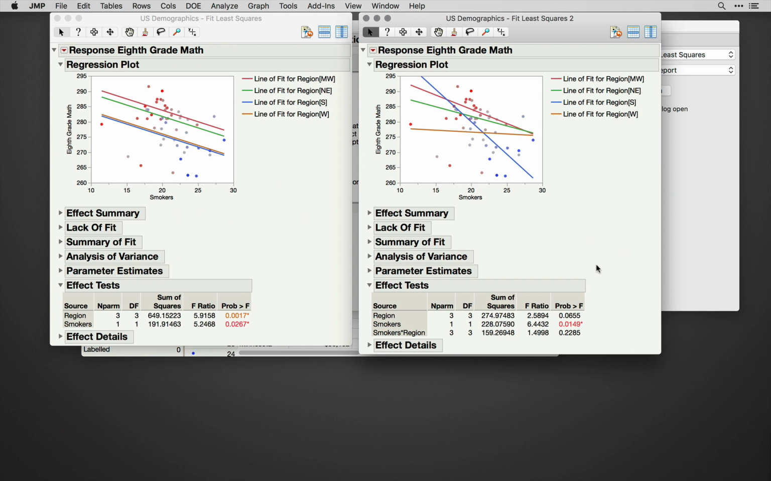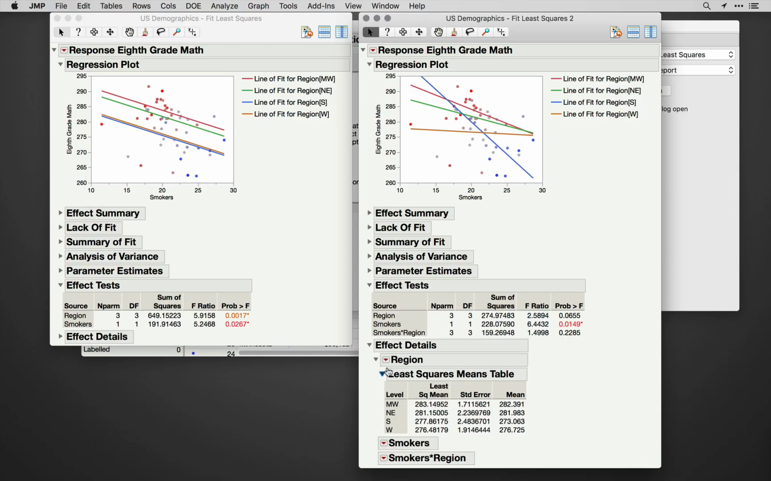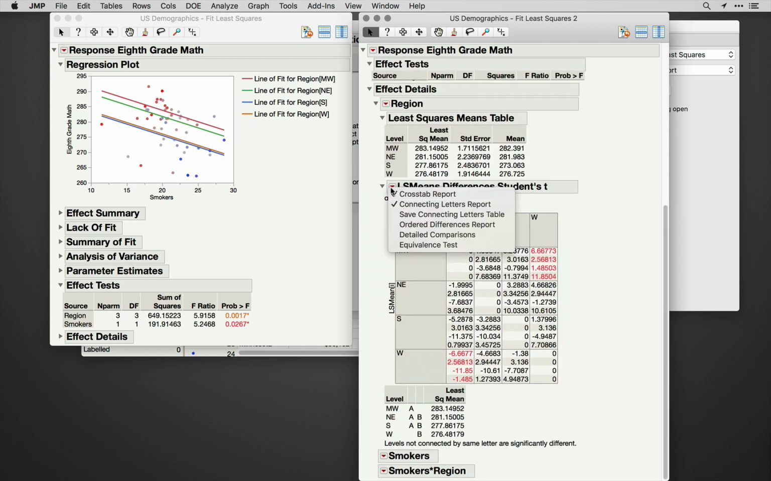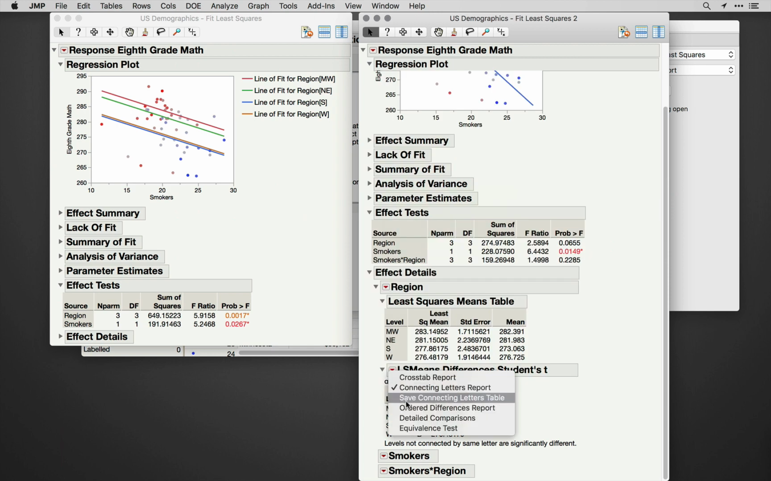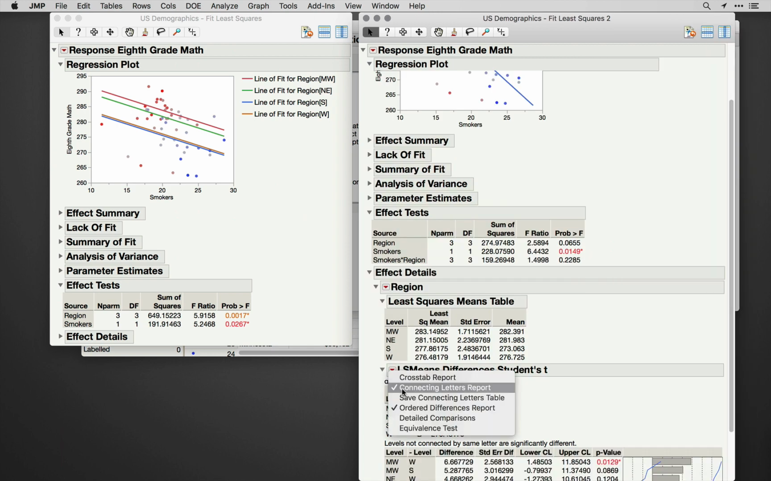So on the right-hand side, for the ANCOVA-like model, what would a test between the regions look like? Well, if we look at it and go under Region, we see all our familiar options. We can do a least squares mean Student's t, and I'll just do this for ourselves for now, and I'll get rid of the same output I did before. I'll turn on the ordered differences report.